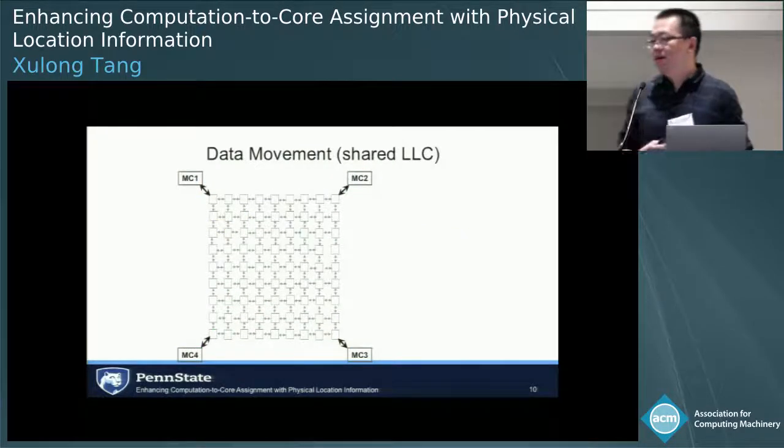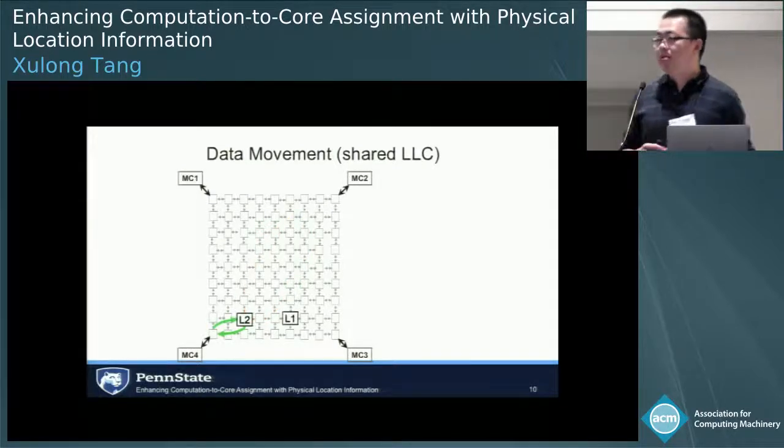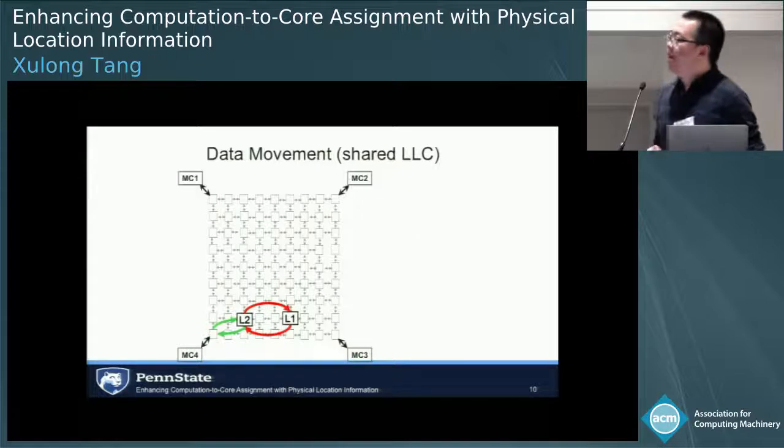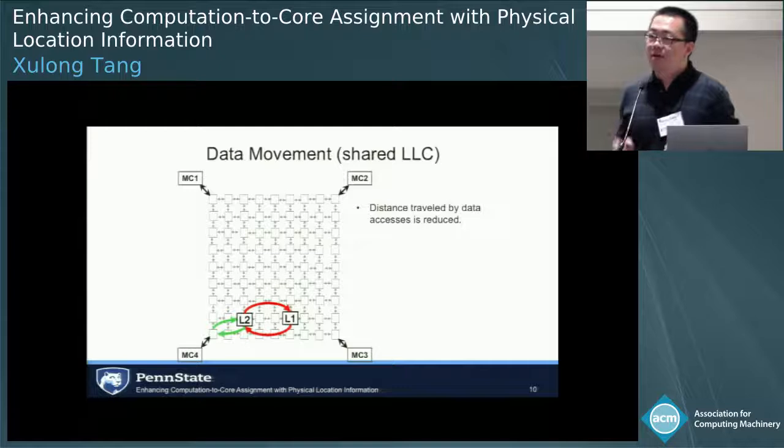So, moving to the shared last level cache system, it's a similar concept here. The misses from the private L1 cache will go to the L2 cache, and the misses here will go to the memory controller and fetch the data back. So if we can map this computation to a place near the last level cache bank, then not the off-chip accesses, but the L1 misses are going to traverse less distance as well. As a result, the distance traveled by data accesses is reduced.